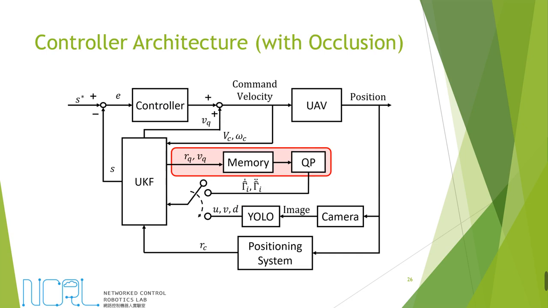Given the occlusion, we will switch from this branch to this branch because there's no measurement. The camera image will be useless, so we don't use the image at this stage. We use the previous data, which is the target position and velocity, stored in the memory. So it will be the most recent history data in the memory. Given that data, we can do quadratic programming to predict the target velocity and acceleration. They will be accurate enough to approximate the target velocity in a short period of time, like 3 seconds. So this is still very helpful information. The estimation will go into the UKF as before, and it can generate the target velocity.